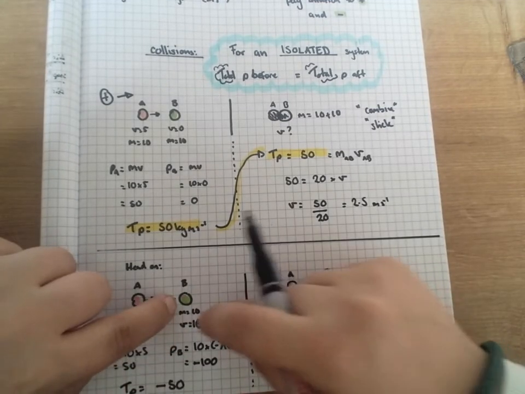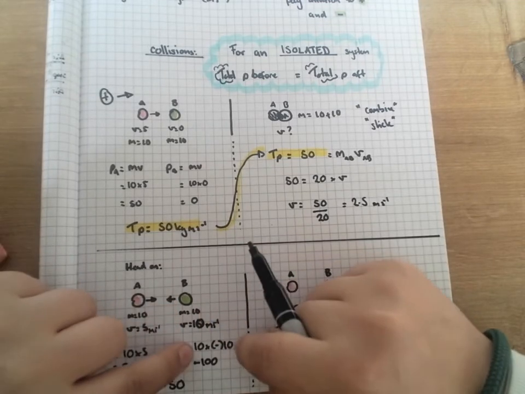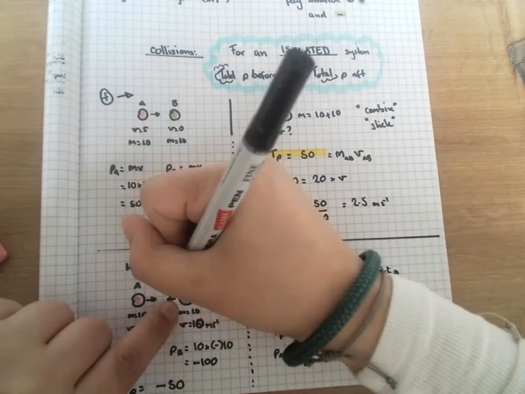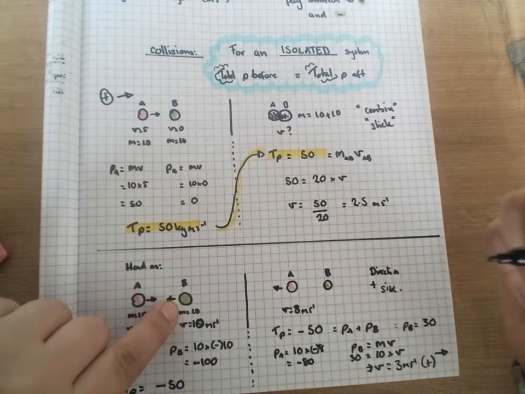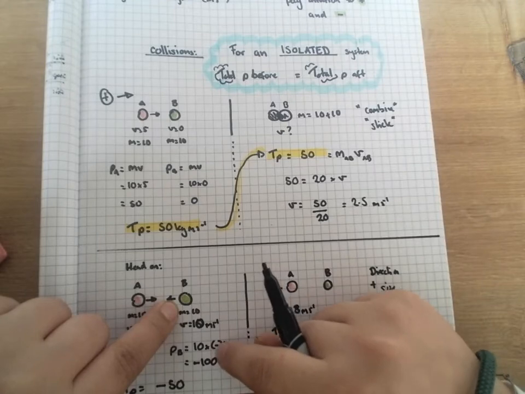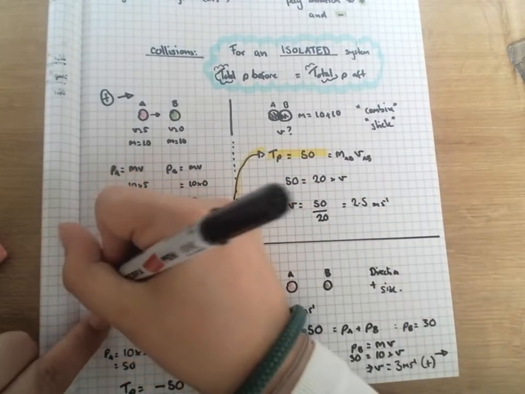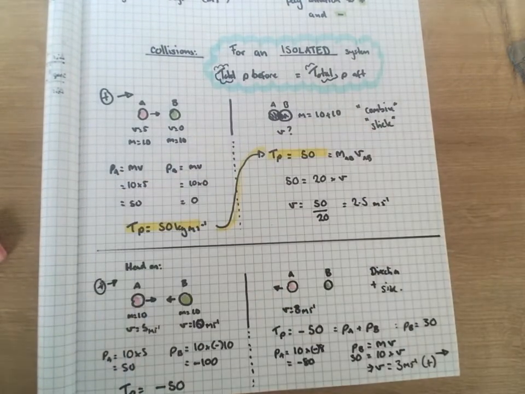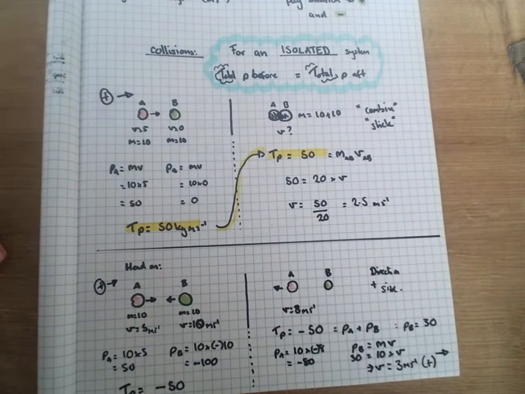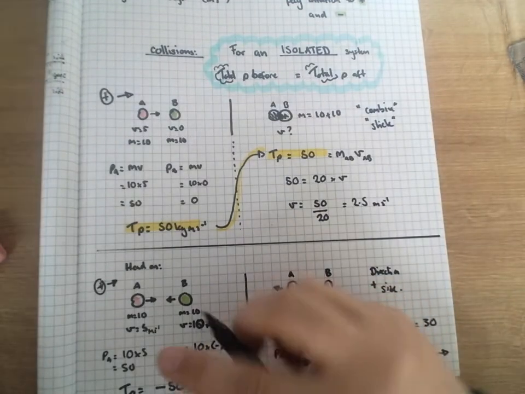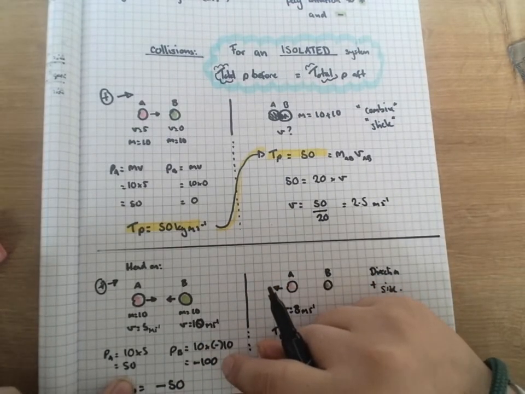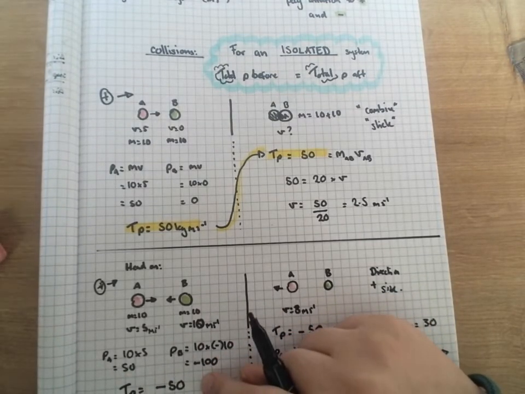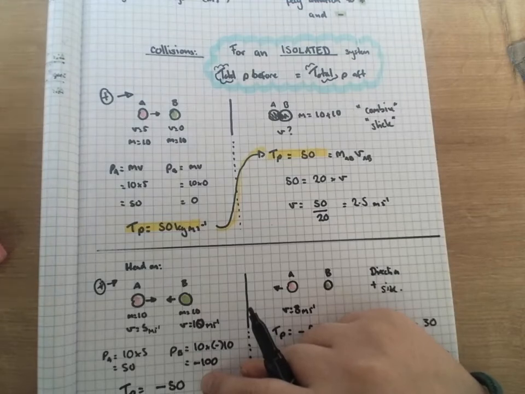My object B, my mass is 10, my velocity is also 10, but this is moving in the opposite direction. Remember, it's a vector, so I'm going to have to use my positives and negatives here. So it's actually moving at minus 10 meters per second, because I've said that the positive direction is to the right. So my momentum of B is minus 100 kilograms meters per second. If I add these together, 50 plus minus 100 gives me a total momentum of minus 50.